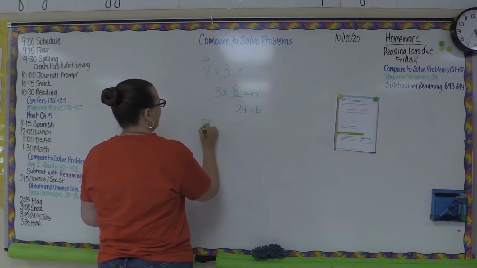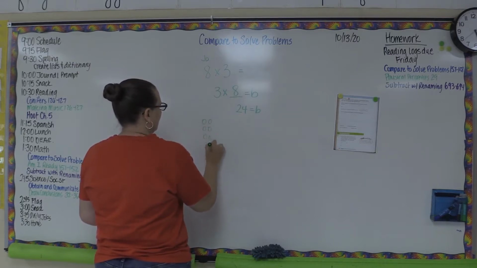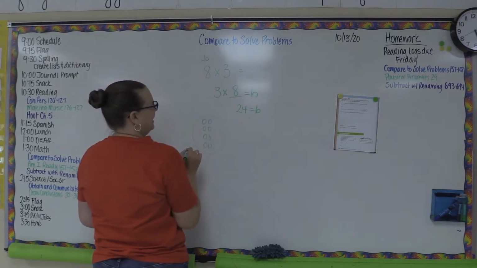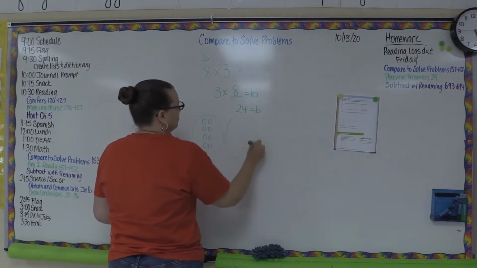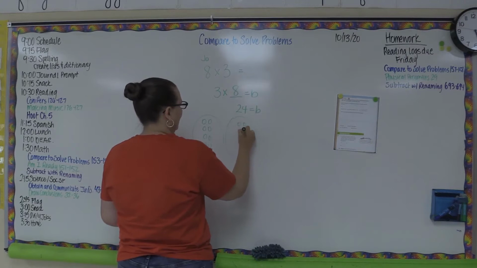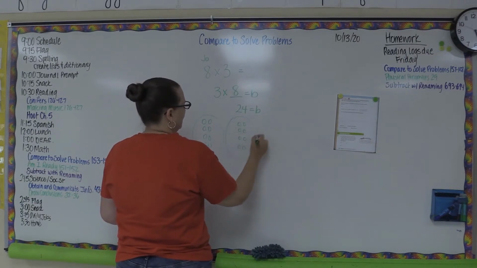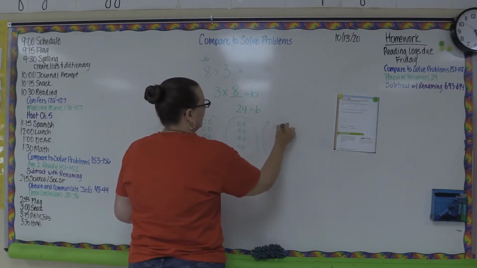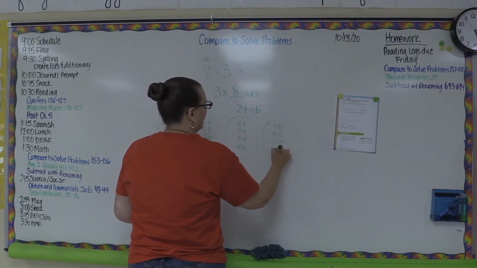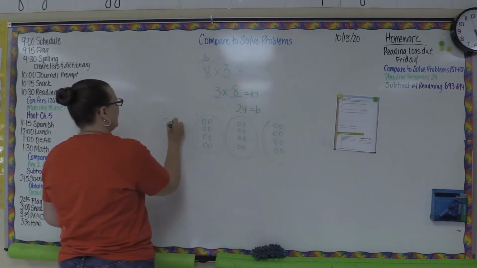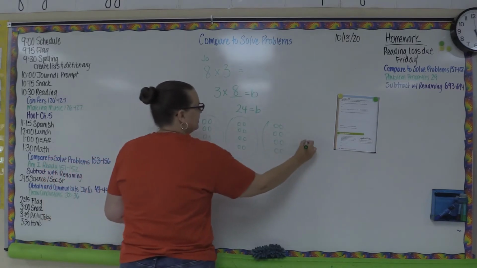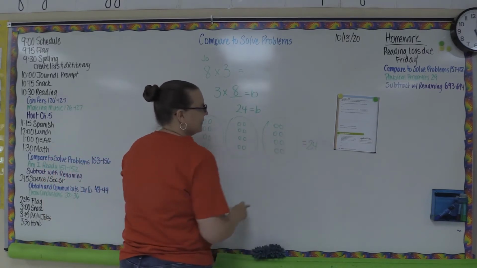I can draw it as a picture if I want to. So here's the 8 that Joe had. Sue has 3 times that many. So I have to draw 3 groups of 8. So this is going to be Sue, because Sue has 3 times as many. Altogether, Sue has 24. All right?